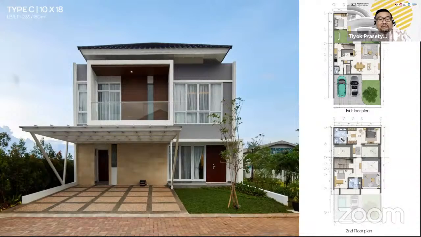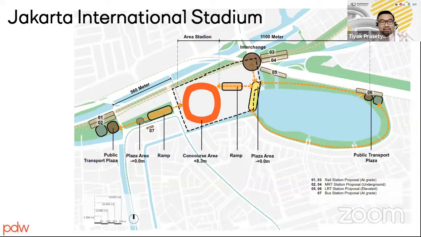This is the show house. The next project is the stadium that was mentioned before, Jakarta International Stadium. It's a stadium for 80,000 people. Jakarta, as a big metropolitan city, hasn't had a stadium since Lebak Bulus Stadium was demolished to make way for the MRT.